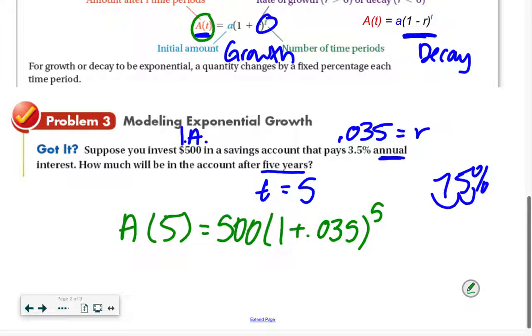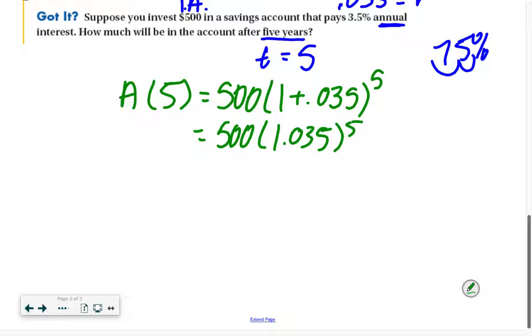Okay, what happens in here? You add one. I add them. So does it make sense that I get a number greater than 1 in here? Does it make sense that it's a growth function, not a decay function? Yeah, because when you make interest, it adds money. Okay. So in my calculator, we're going to take 1.035 to the 5th power times 500. And how much money do we have?